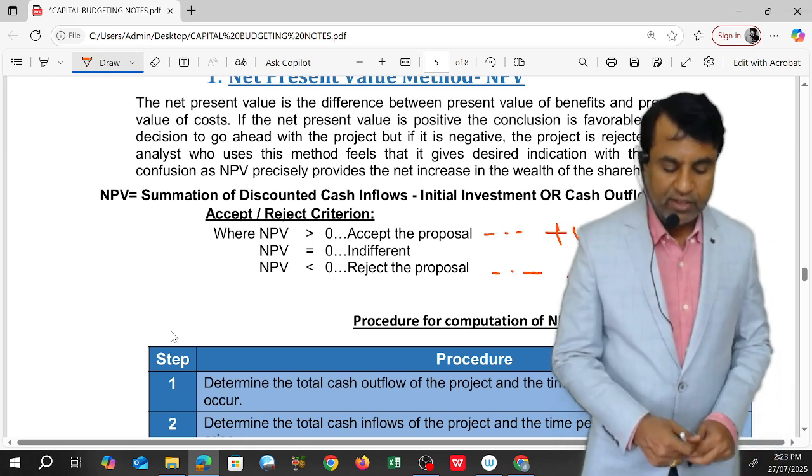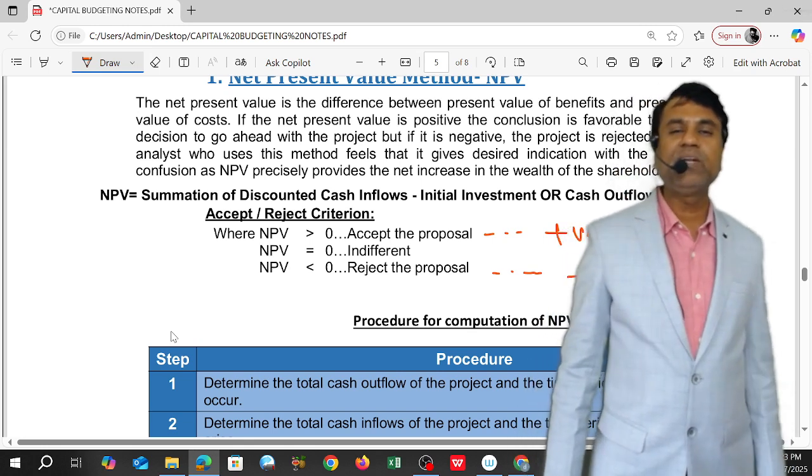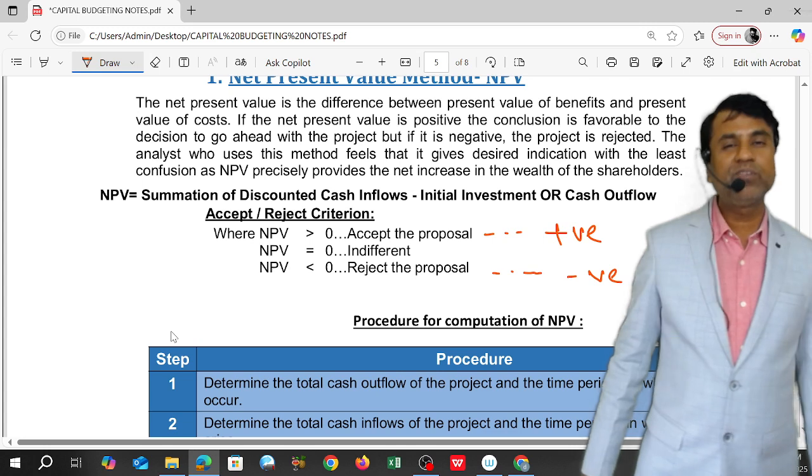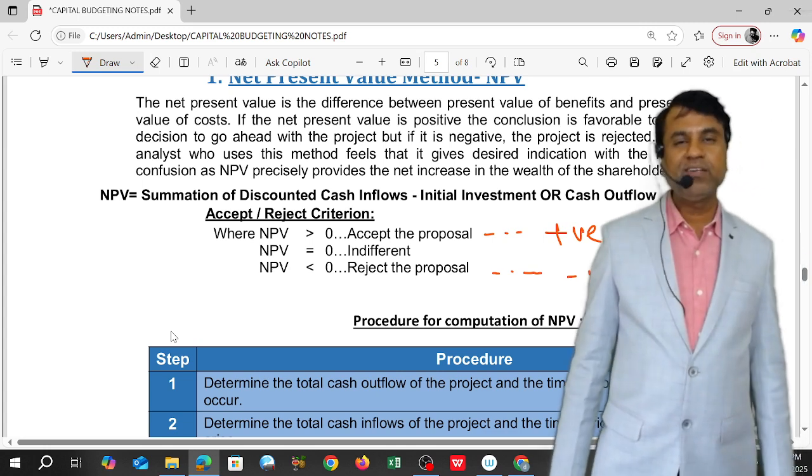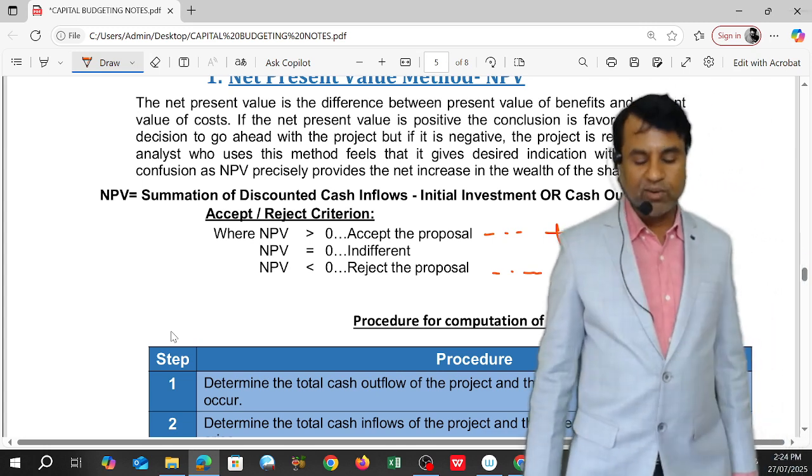So we are comparing the present value of future cash inflow with the cash outflow or initial investment. That is what is given here. So do remember the formula: summation of discounted cash inflow, or summation of present value of future cash inflow, minus cash outflow. That is the formula for calculation of NPV.